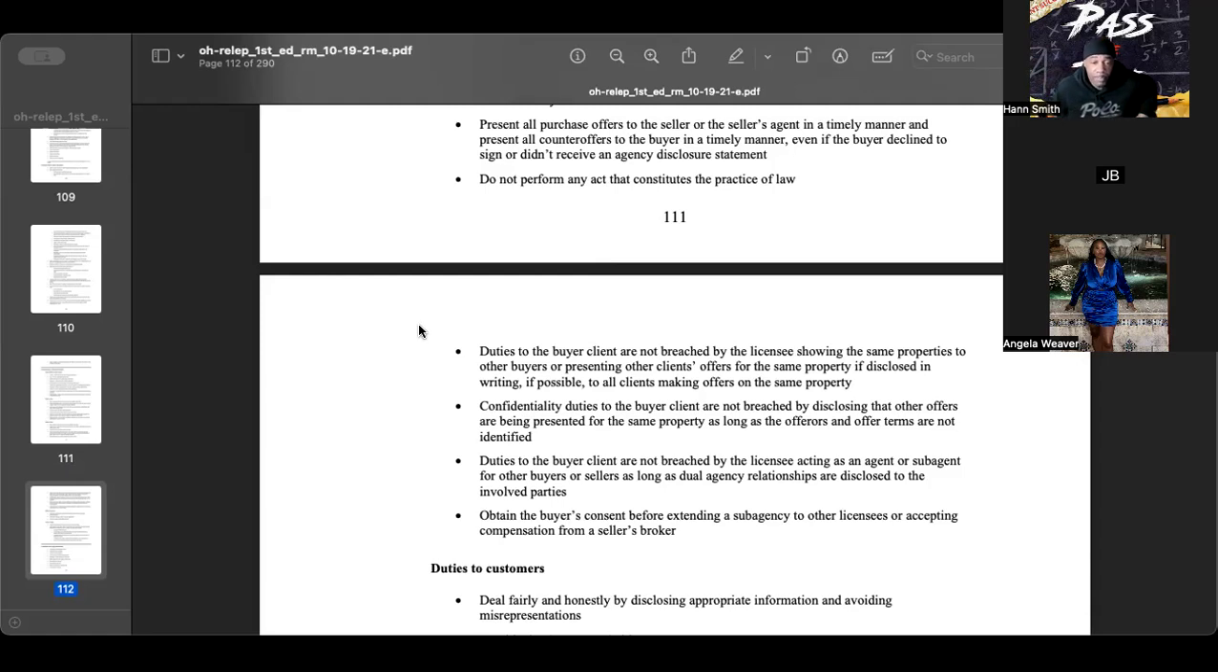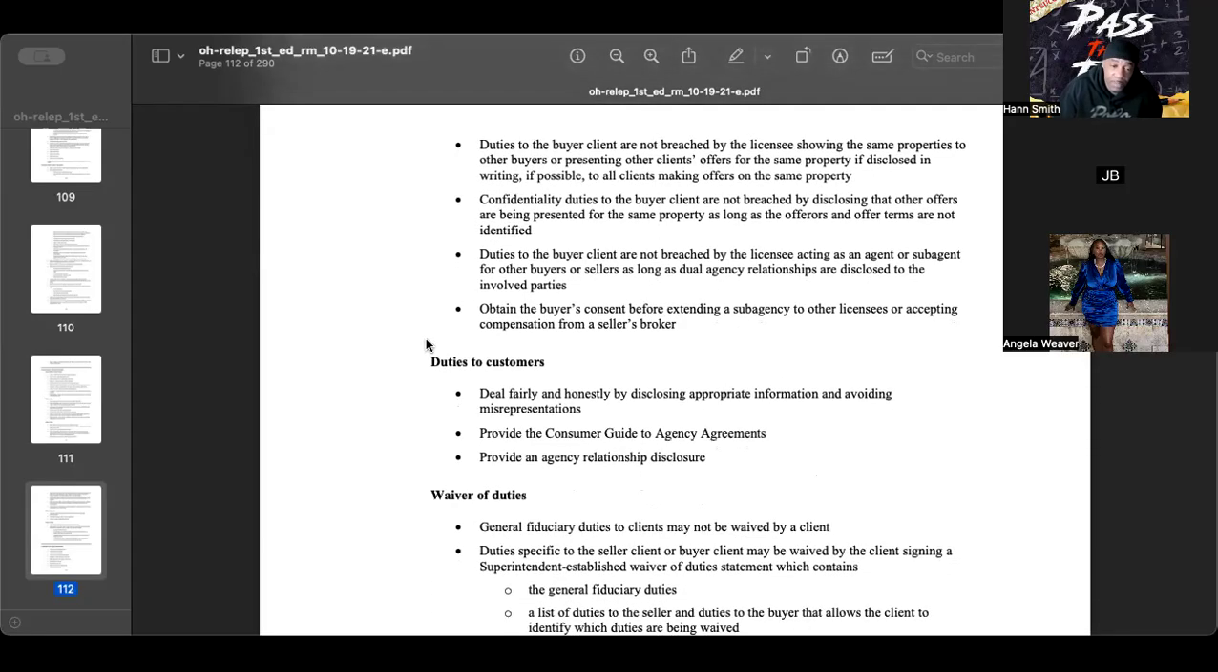All right. Duties to a buyer client are not breached by the licensee acting as an agent or sub-agent for other buyers or sellers as long as the dual agency relationships are disclosed to the involved parties. All right. It says obtain buyer's consent before extending agency to other licensees accepting compensation from the seller broker.